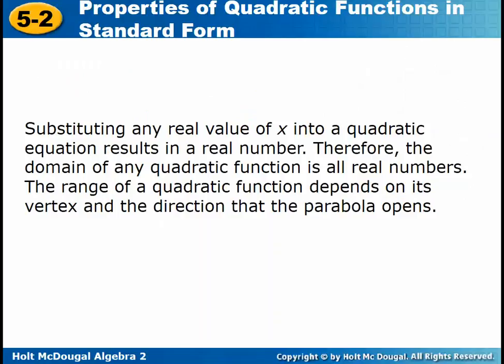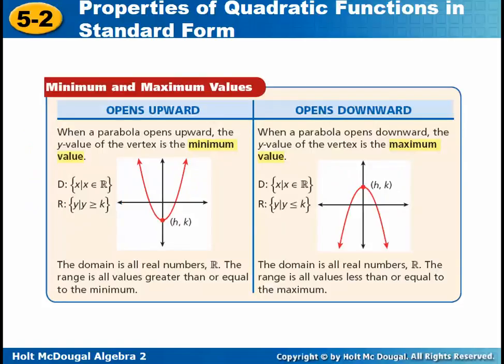If you substitute any real value of x into a quadratic equation, you get a real number. So the domain of any quadratic function is all real numbers. The range depends on its vertex and the direction the parabola opens, but your domain is always going to be all real numbers. Here we have an example of a parabola opening upwards.